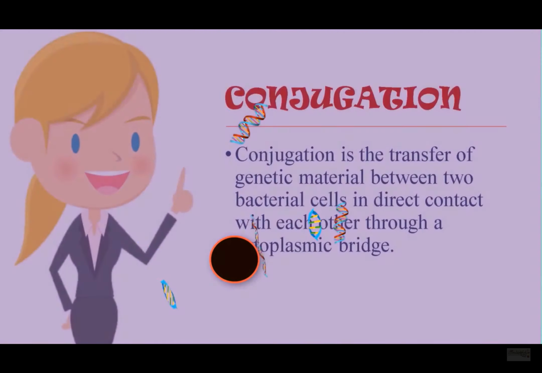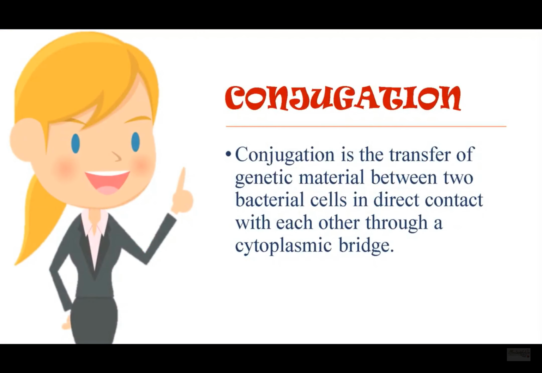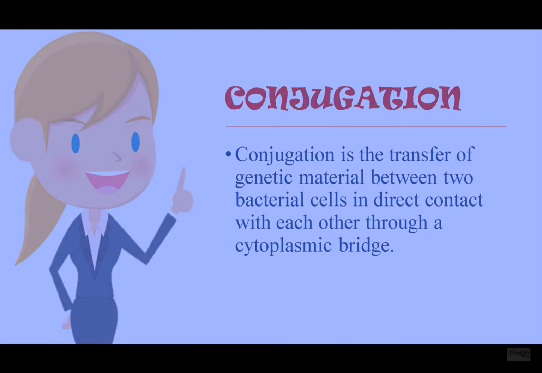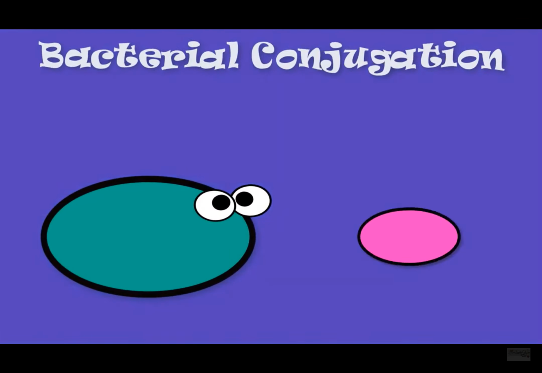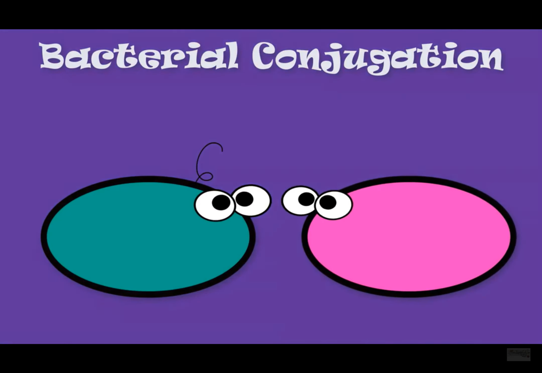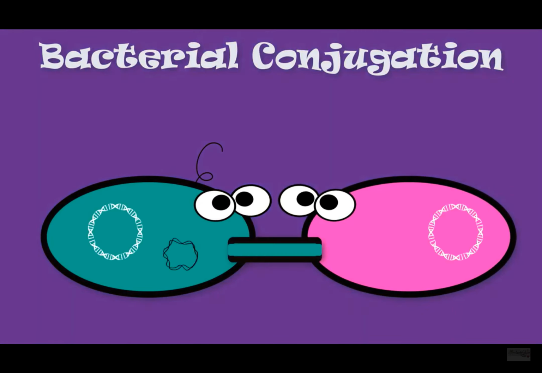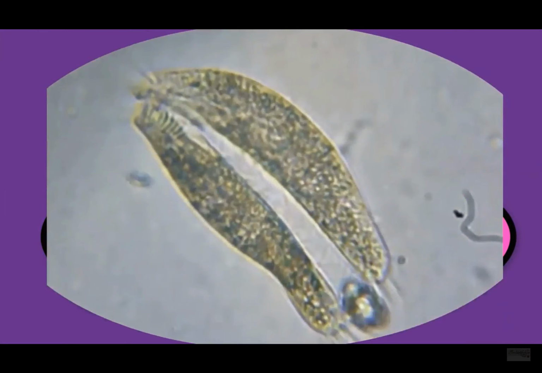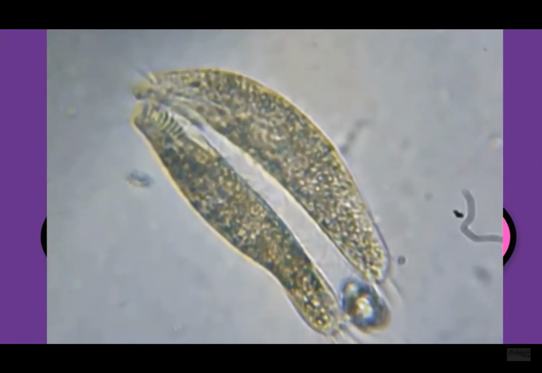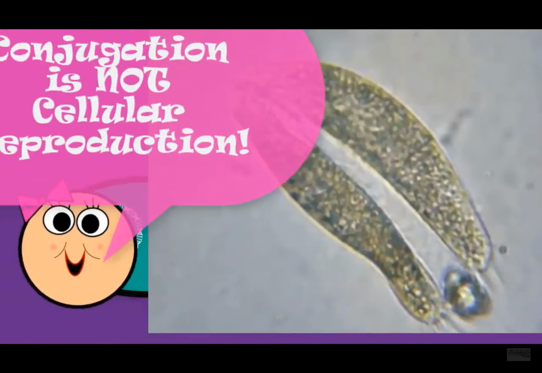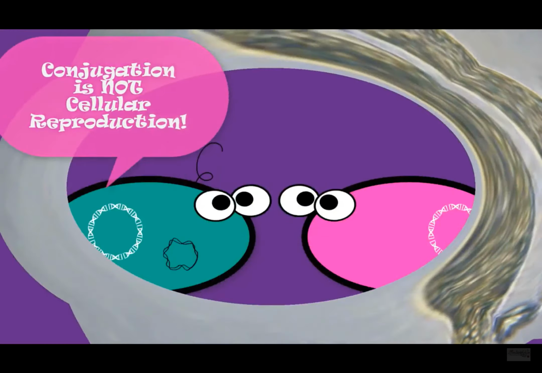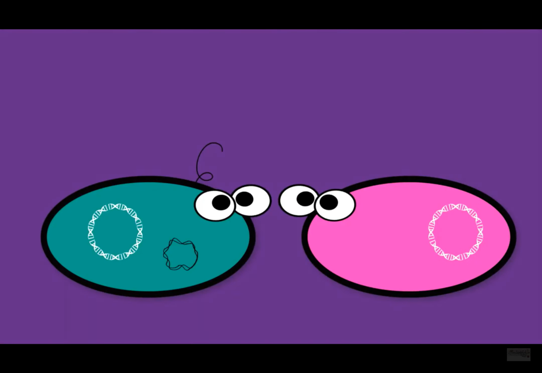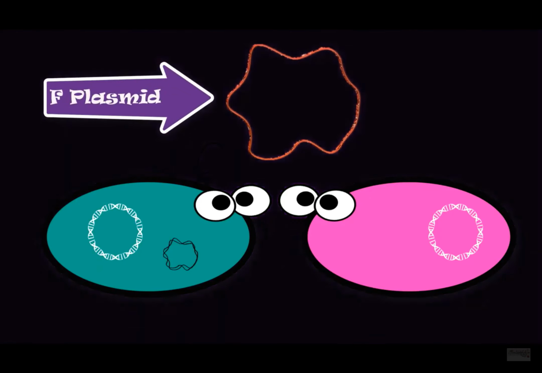Another way that genetic recombination in bacteria can occur is conjugation. Conjugation is the transfer of genetic material between two bacterial cells in direct contact with each other through a cytoplasmic bridge. In bacterial conjugation, bacterial cells are able to exchange their genetic material. Remember, this is not done as part of a reproductive process. Conjugation is made possible due to the presence of an F plasmid.